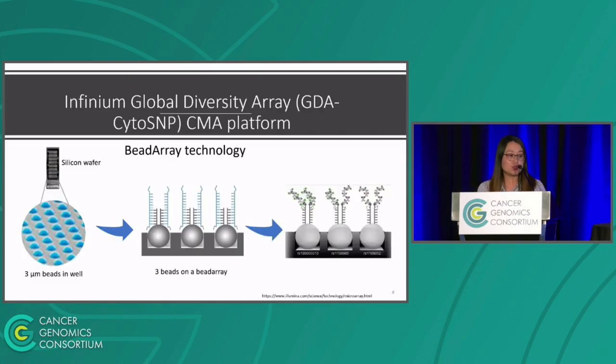In this study, we used the Infinium Global Diversity Array GDA CytoSNP. This array is based on BeadArray technology. The BeadArray is a silicon wafer which contains millions of beads on its surface, and each bead is coated with hundreds of thousands of DNA oligonucleotide probes specific to the locus of interest. When we apply the DNA fragments onto the array, each probe will bind to a fragment of interest, and then we perform single base extension and add fluorescent dye.